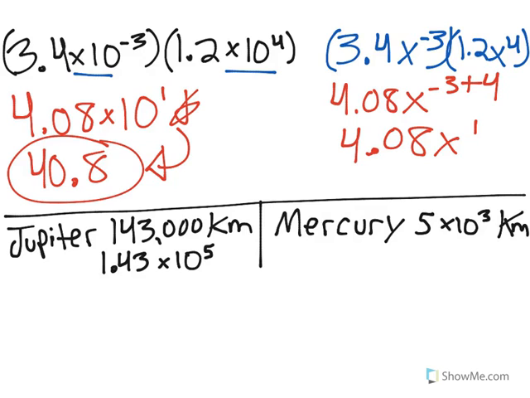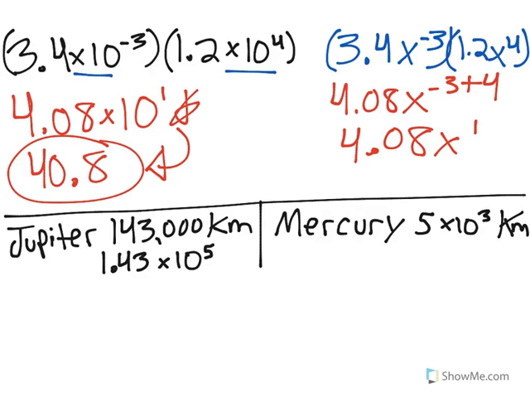Let's say we have this question at the bottom. Let's say we were told that the largest planet in our solar system is Jupiter, and it has a diameter of about 143,000 kilometers. I went ahead and translated that to scientific notation if they didn't do so for you already. Then we go on and say the smallest planet in our solar system is Mercury, and Mercury has a diameter of about 5 times 10 to the third power kilometers.